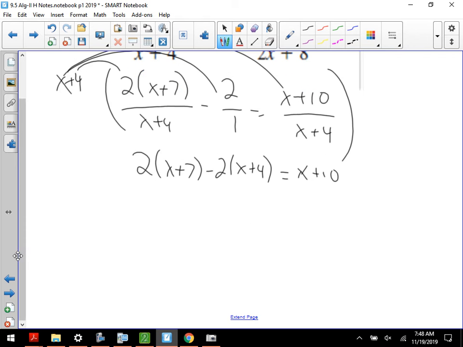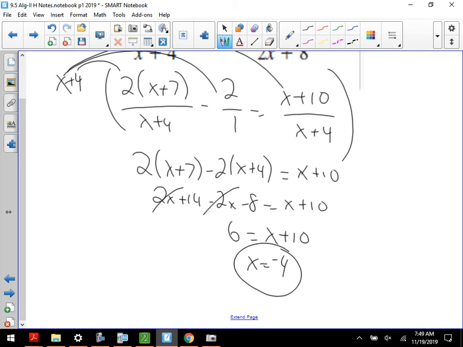And now you just have a crappy looking equation. Distribute and solve. 2x plus 14 minus 2x minus 8 is x plus 10. What's x? Negative 4. Does that work? Nope. That's an extraneous solution. So there's an answer, but it's just not an answer.